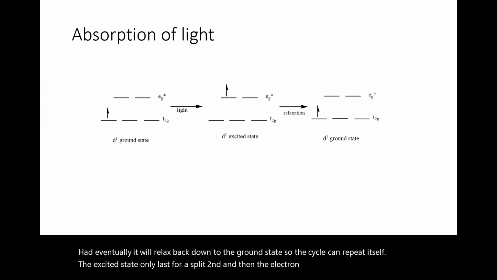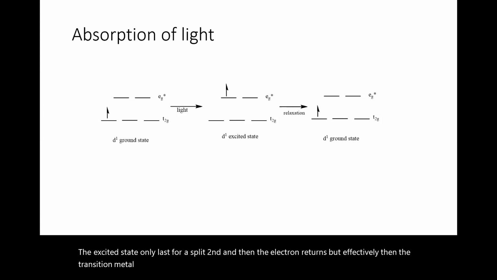But effectively then, the transition metal complex acts as a filter for the entire range of colors of the visible light. It will absorb some colors and transmit others. That relationship causes the color.